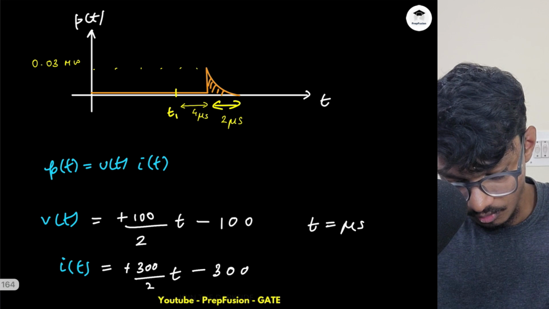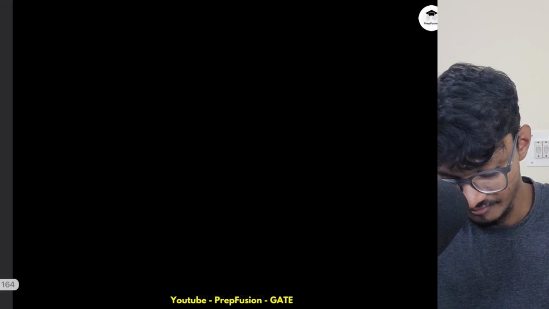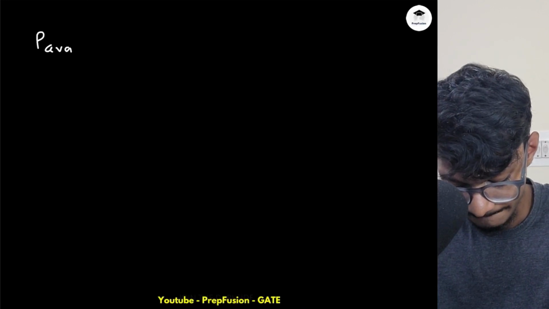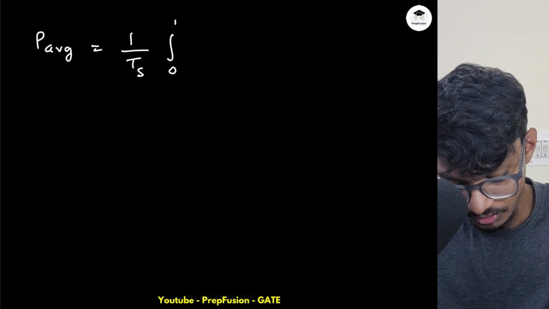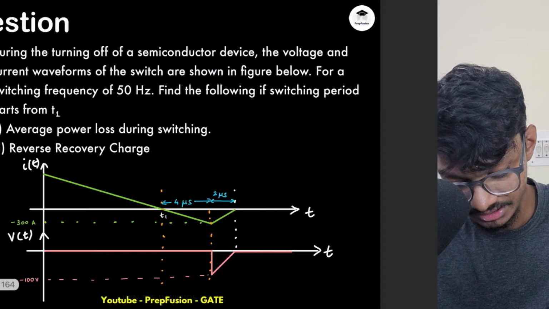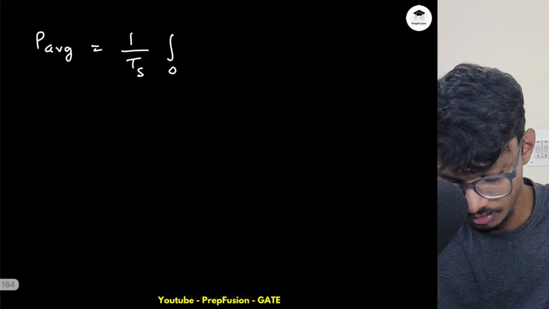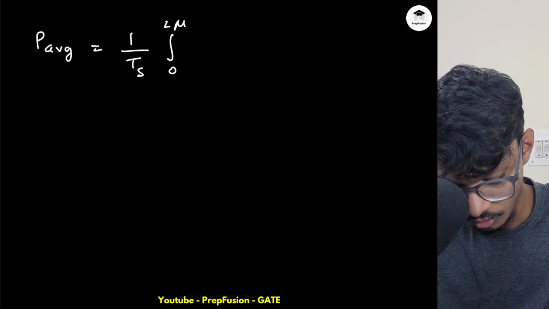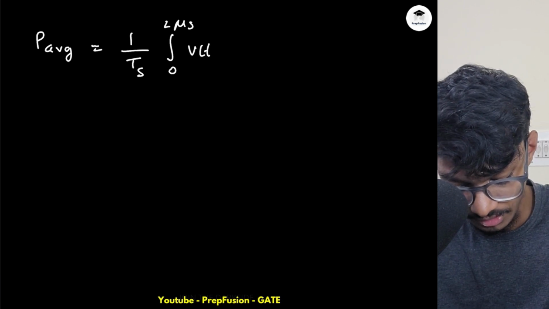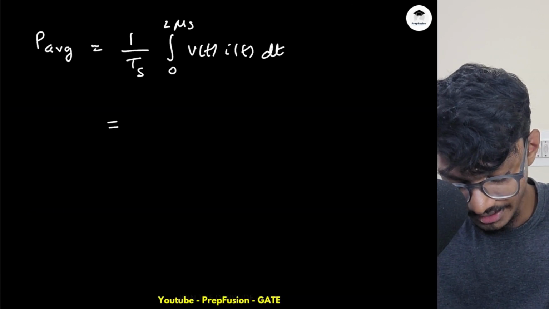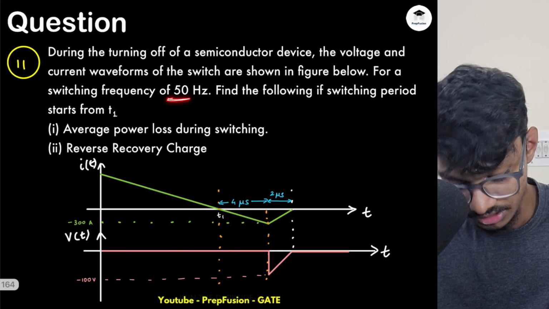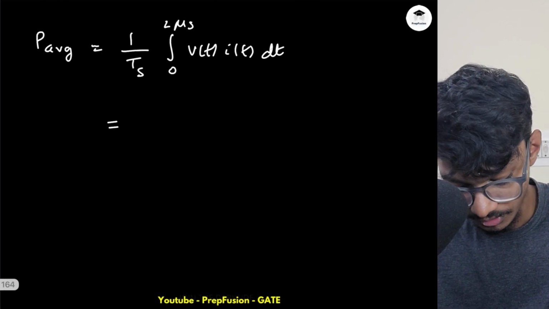So now what will happen? Like the average power, P average will be 1 by the switching frequency or the switching time period, integration from 0 to only the part I am interested in, where the power is non-zero, only this. So it will be from 0 to 2 microseconds of V of t into I of t dt. What is 1 by ts? 1 by ts is 50, so I will write 50 here.